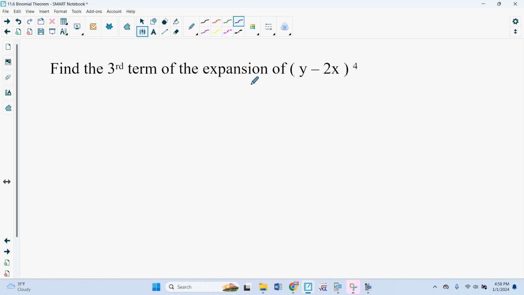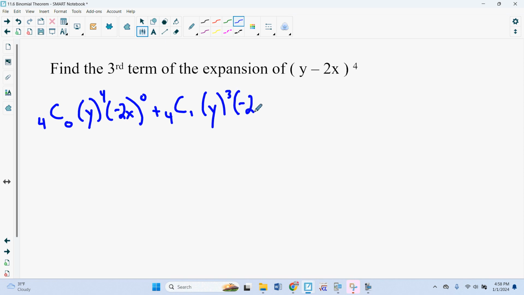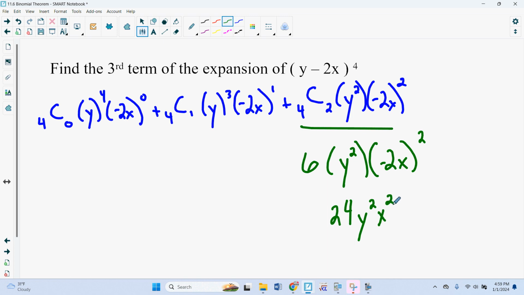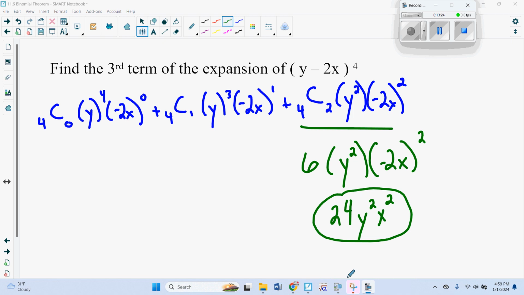What is the third term of the expansion of y minus 2x to the fourth? So this is 4c0 of y to the fourth times negative 2 to the 0 plus 4c1 of y cubed negative 2 to the first plus 4c2 of y squared negative 2x squared, and then that is our third term. So 4c2 is 6, y squared, negative 2x squared. That would give me 24 y squared x squared. So that is my third term.